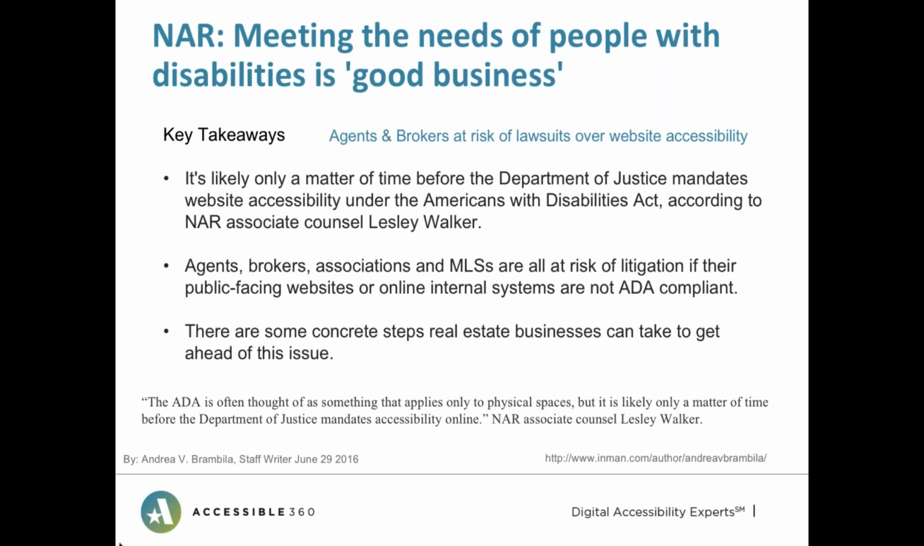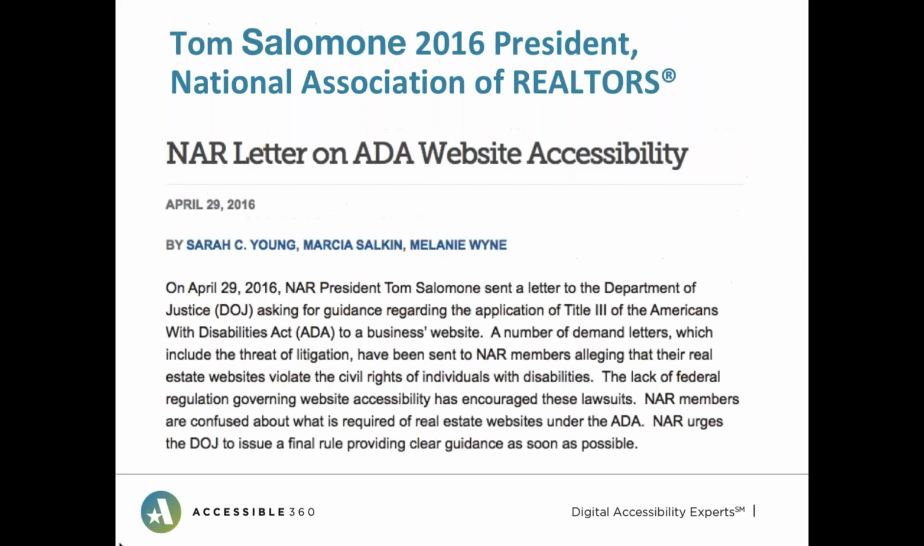There are some key takeaways from an article written by Andrea Brambola, who is a staff writer there, and her points were this: it's likely only a matter of time before the DOJ mandates website accessibility under the ADA. Agents, brokers, associations, and MLSs are all at risk of litigation if their publicly facing websites or their online internal systems are not ADA compliant. And she brings forth the concept that there are some concrete steps real estate businesses can take to get ahead of the issue. I couldn't agree more. There are things that you can do, and that's what I'll get into next.